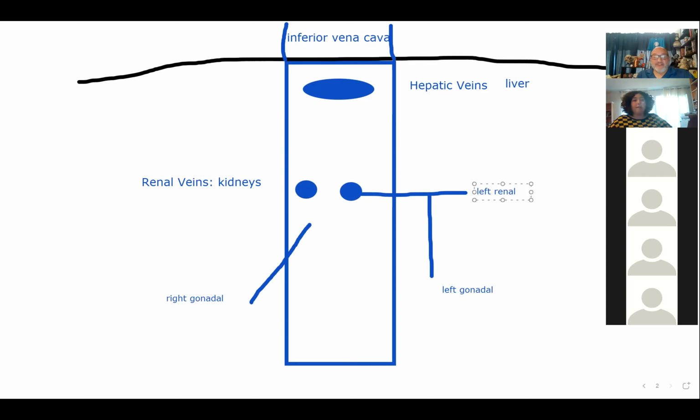And notice if we continue down from that, then really all that's left is the terminal, or really the starting point. This would be the starting point where we have our right and left iliac that come together along with the median sacral to form the inferior vena cava.